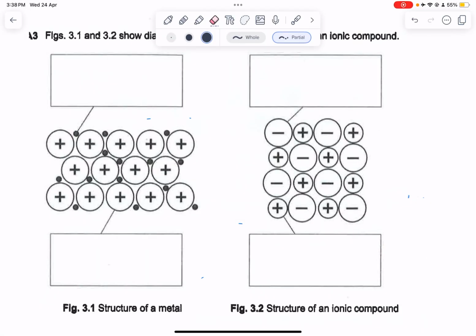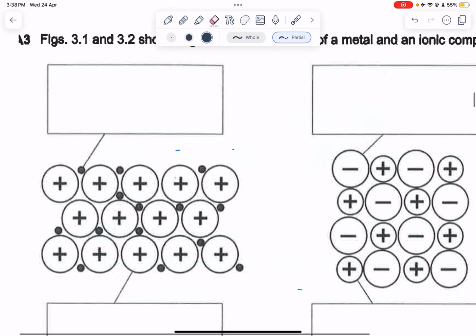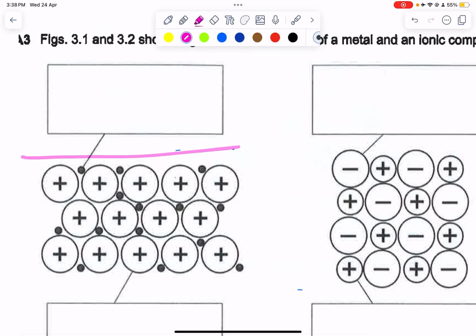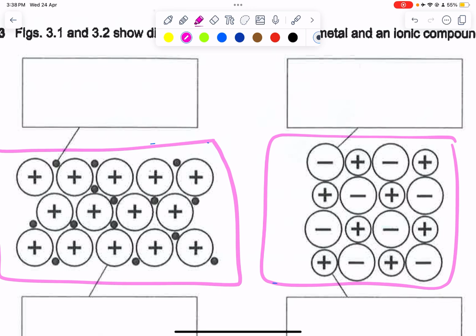Okay, now what I have with me here are two different structures. So could you make a quick guess what this structure represents? What does the other one represent?